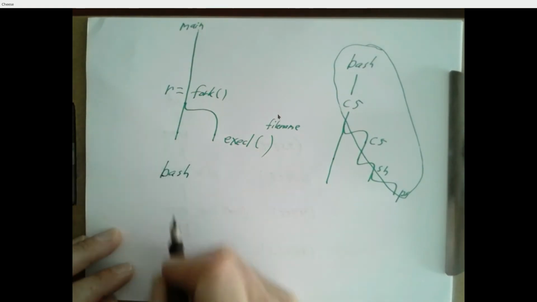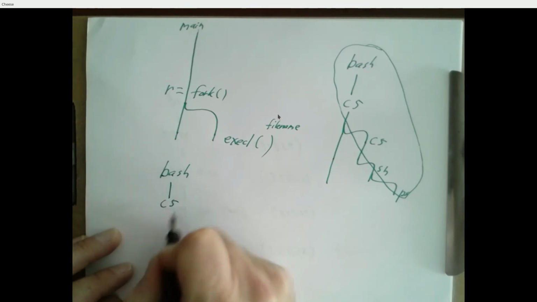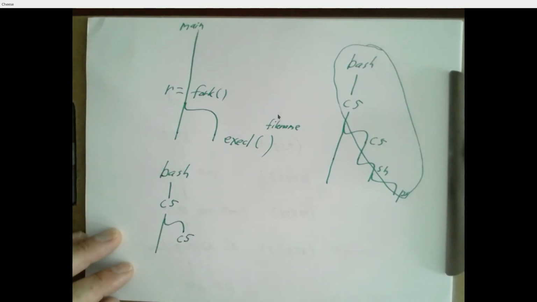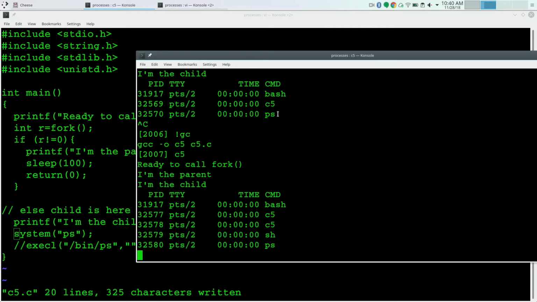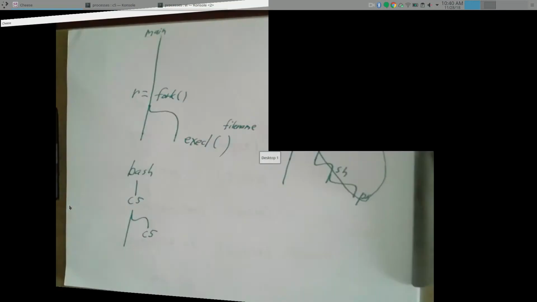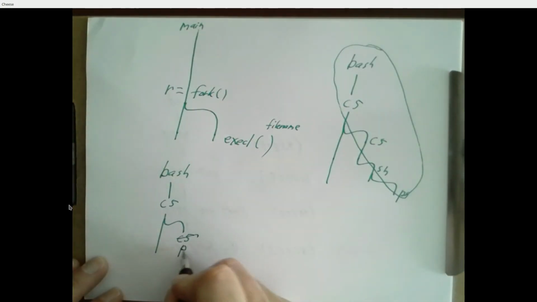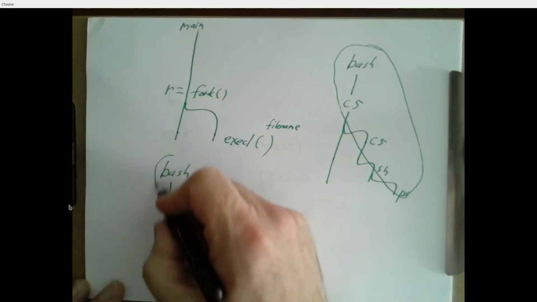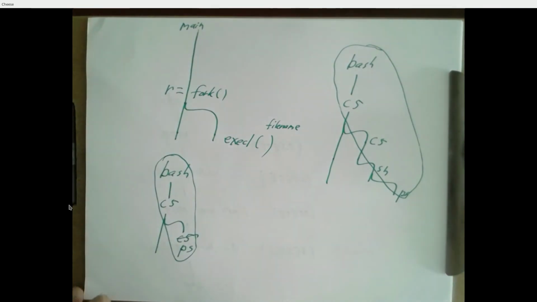With this code where we're doing execl, we start off with bash, we run the program C5, we do our fork, we get another program C5, but then we say execl bin PS, and so we get this. That C5 basically morphs into a program running PS, a process running PS. And so when we look at PS, we just see those three processes.